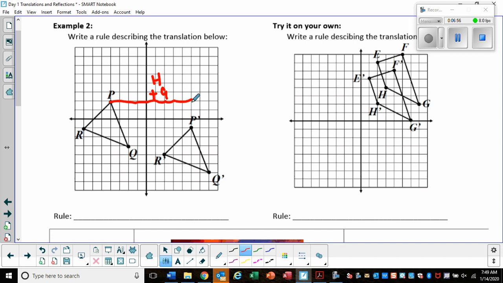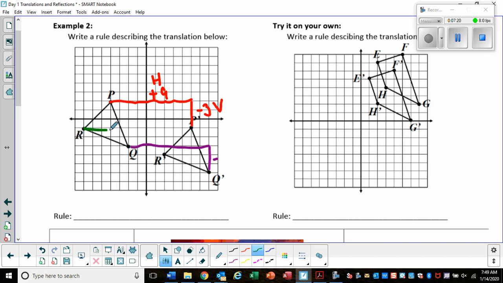Okay? And then it moved down 1, 2, 3. So because it went down, it's a -3, and that's your vertical movement. Okay? And you can check the rest of them. They should all be moving the exact same way, to the right 9 and down 3.